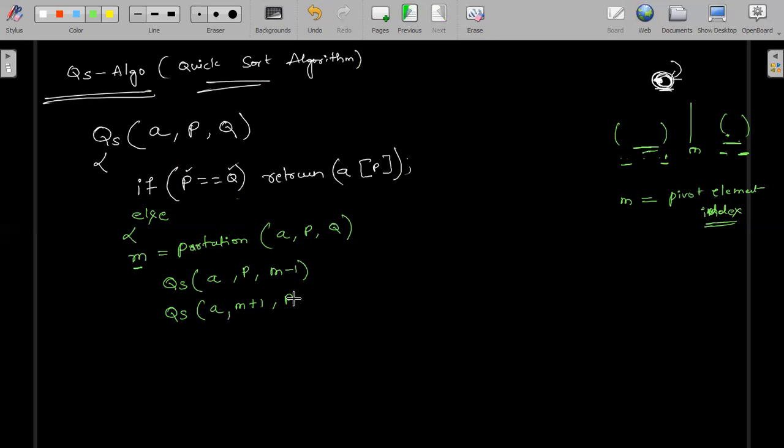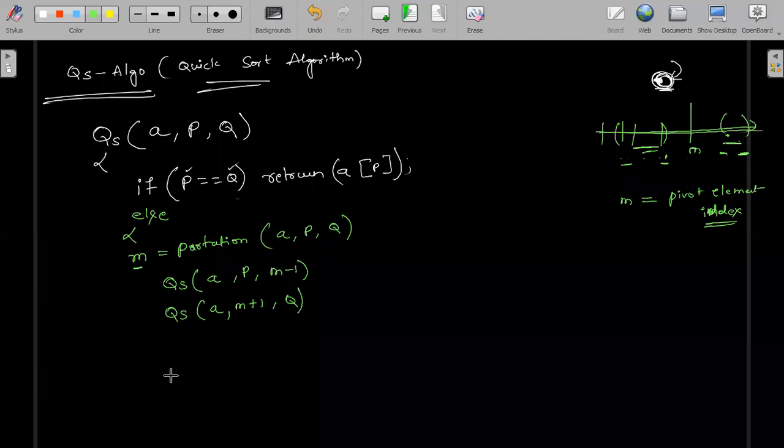Again, up to where? P. Sorry, Q, not P. Up to Q. Okay? So this is exactly what you have to do. Finally, what will it return? If you do all the middle elements, everything will be sorted like this. Finally, it will return the sorted array. So that is exactly it.